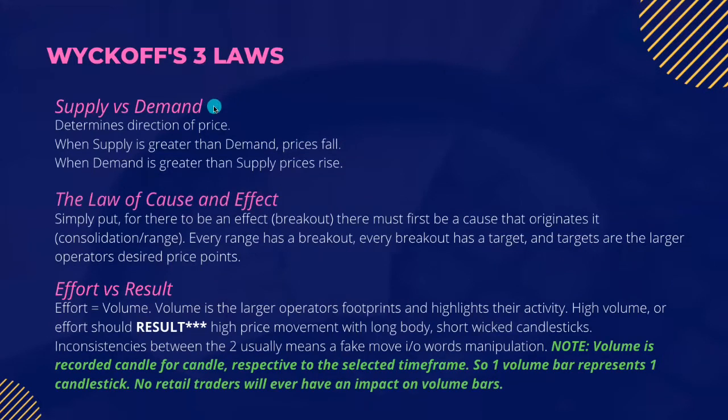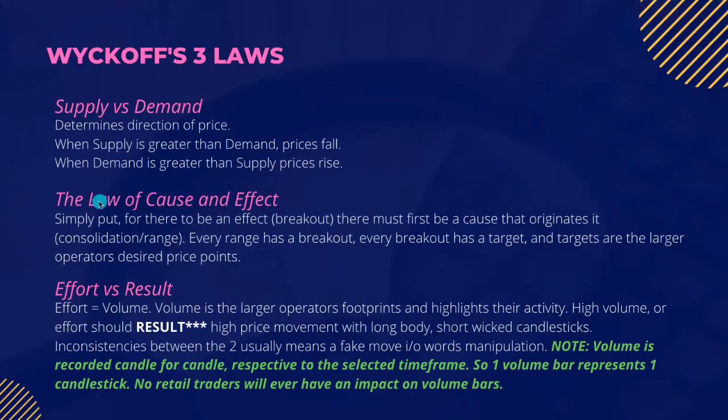So supply versus demand, simply put, determines direction of price. When supply is greater than demand, prices fall. When demand is greater than supply, prices rise. Demand is buyers, supply is sellers. Sell strength versus buy strength. That's all it is. That determines direction of price, right?